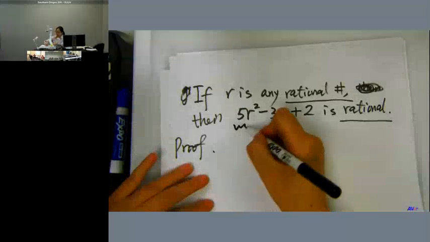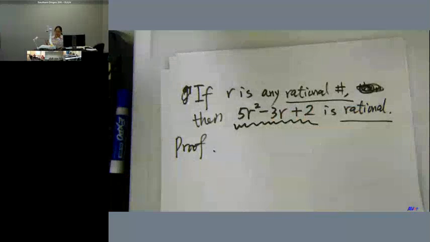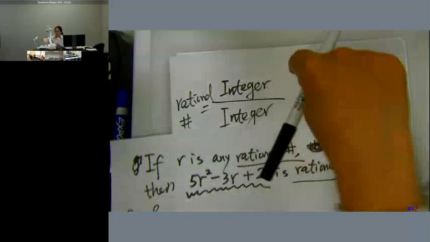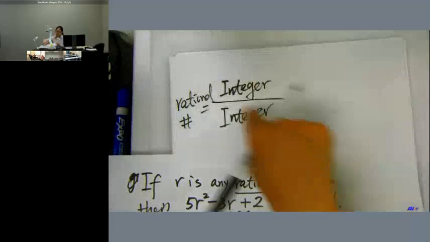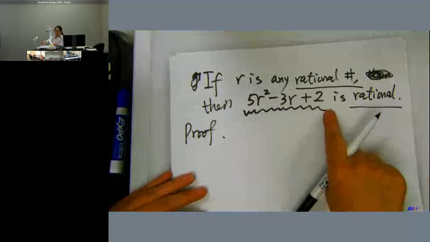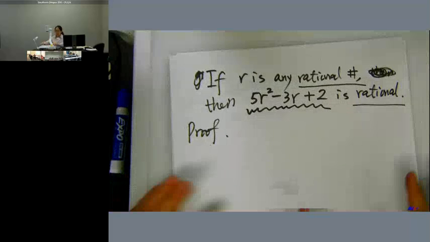When you look at this, 5R squared minus 3R plus 2, it doesn't look like an integer over integer at all, right? You have to have this format: integer on the top divided by integer on the bottom. It's not in that form, so you have to change it to that form.